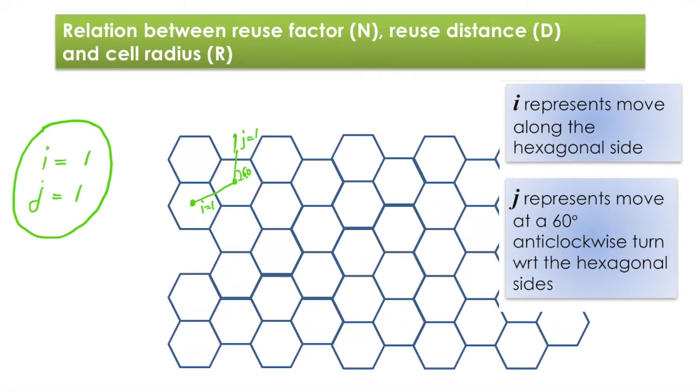Now let us consider another cell with i equal to 1 and j equal to 1. If we start from this particular cell, along this side, we make one move and take a 60-degree anticlockwise turn. So this is i equal to 1 and j equal to 1.